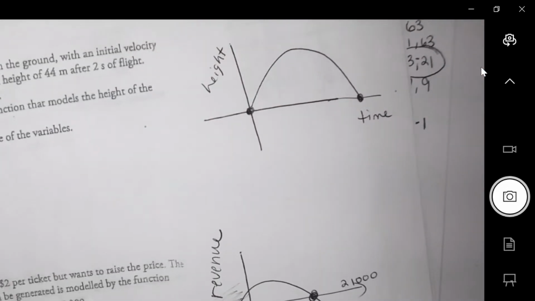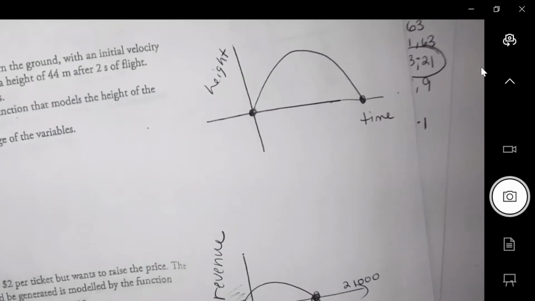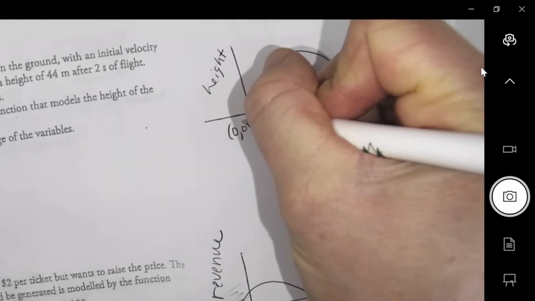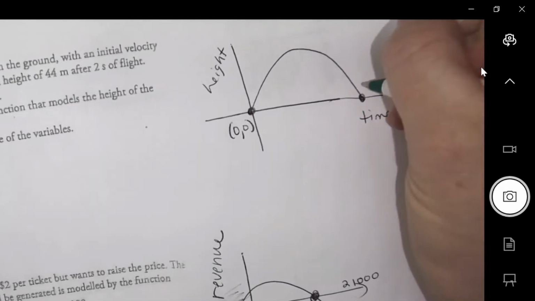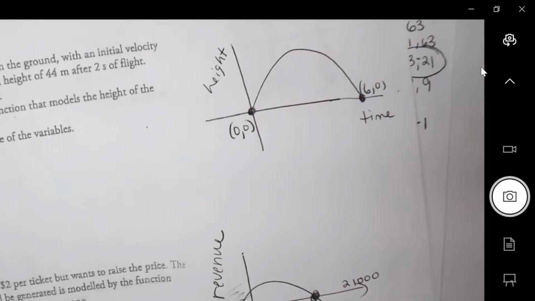Okay, so there's my understanding of the path of what's going on with the rocket. And this coordinate was when it started from the ground. That's what it said. And then it traveled in the air for 6 seconds, and then it hit the ground. So then this point is 6, 0.